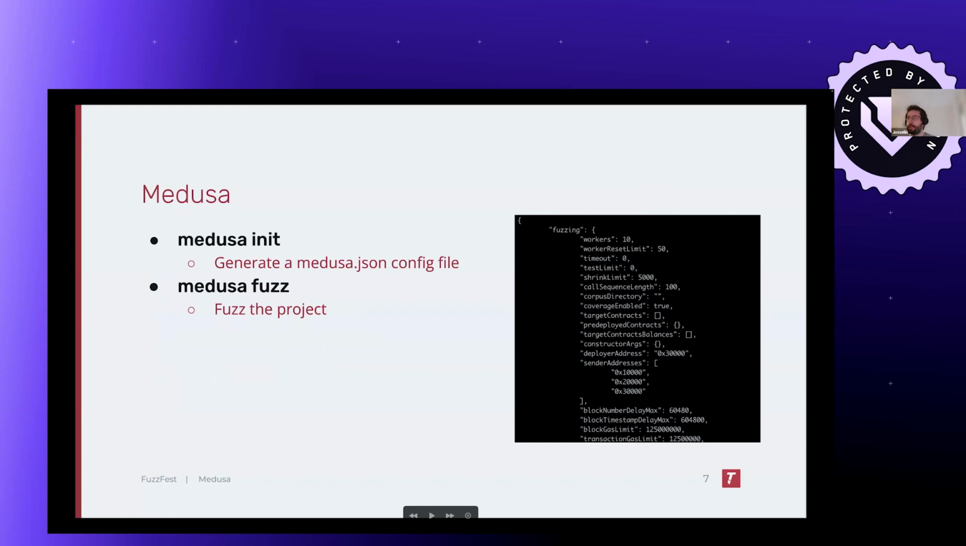Medusa is meant to be really easy to use. So if you go on a new code base or on a new repo and you run Medusa init, it's basically just going to create a configuration file. You can see a snapshot of it on the right side, where there's just a couple of parameters that you can set depending on what you're trying to do. Then you just run Medusa fuzz, and Medusa is going to fuzz the project.